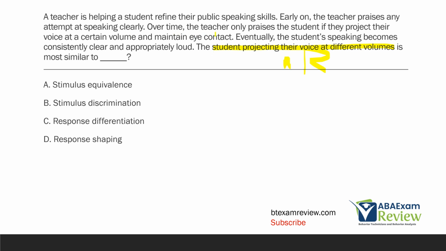And we've got to remember, we've got to focus on what the question wants to know. So sure, a lot is happening with the teacher, but we're worried about the student projecting their voice at different volumes. So when we get down to the last sentence here, eventually the student speaking becomes consistently clear and appropriately loud. It now shows the student can project their voice at the right volume. If you can choose the right response or go between responses, what are we calling that? A, stimulus equivalence. Now, stimulus equivalence is a BCBA term that you don't necessarily need to know.